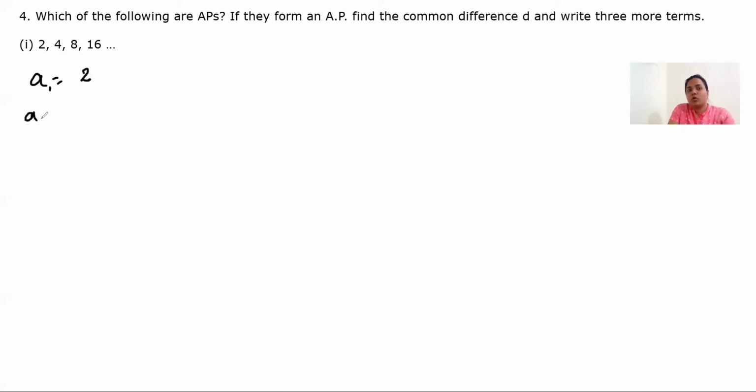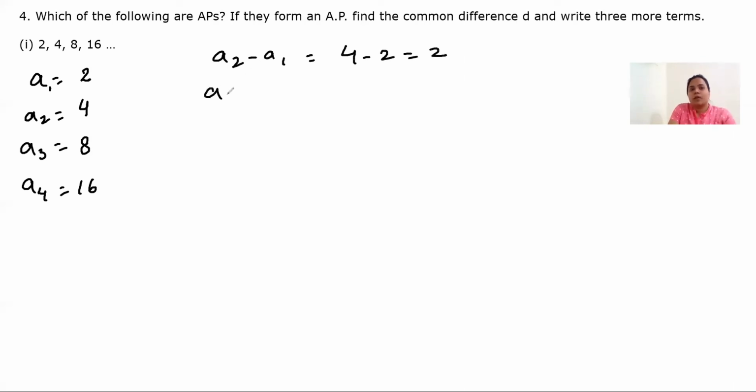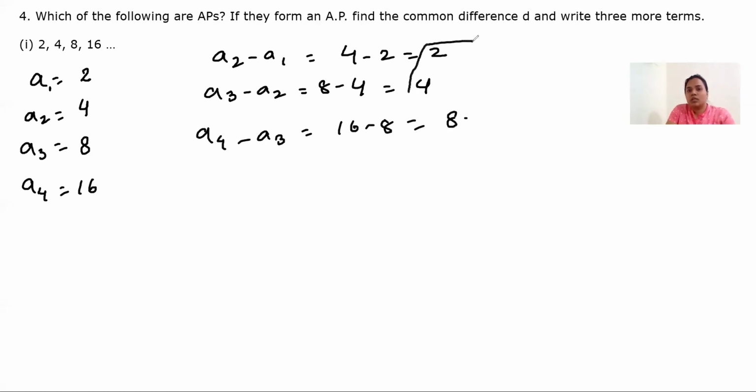A1 is 2, A2 is 4, A3 is 8 and A4 is 16. So A2 minus A1 is 4 minus 2, that is 2. A3 minus A2 is 8 minus 4, that is 4. A4 minus A3 is 16 minus 8, that is 8. So in these all numbers are not same. So the difference is not common in all of the cases, in all the consecutive terms. So this is not an AP.